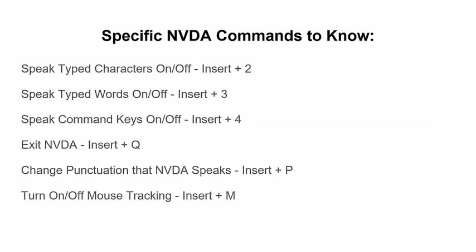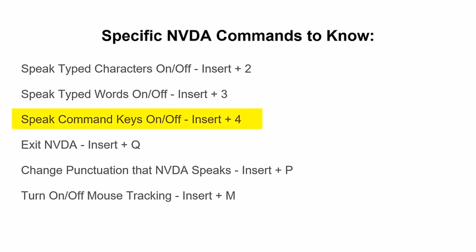As previously mentioned, there are other specific NVDA commands you might want to know. Speaking typed characters can be turned on and off by using Insert plus the number row 2. Speaking typed words can be turned on and off using Insert plus the number row 3. That's different than JAWS, as we previously talked about, because with JAWS, you cycle through the options using one key command. In NVDA, each one of those ideas is controlled individually.